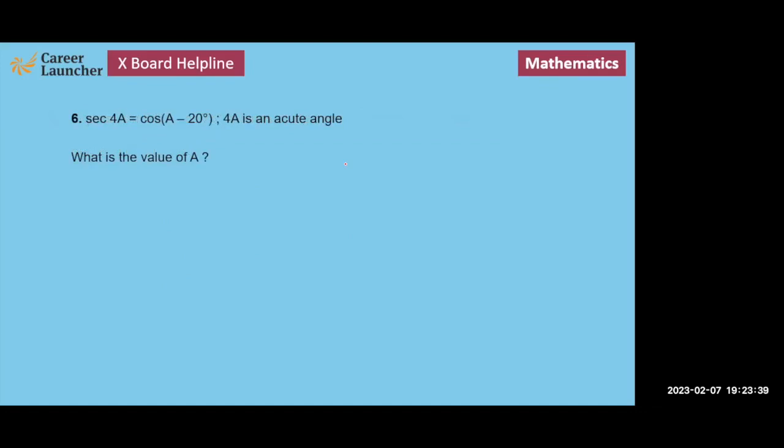Secant 4a is equal to cos a minus 20 degrees. 4a is an acute angle. What is the value of a?